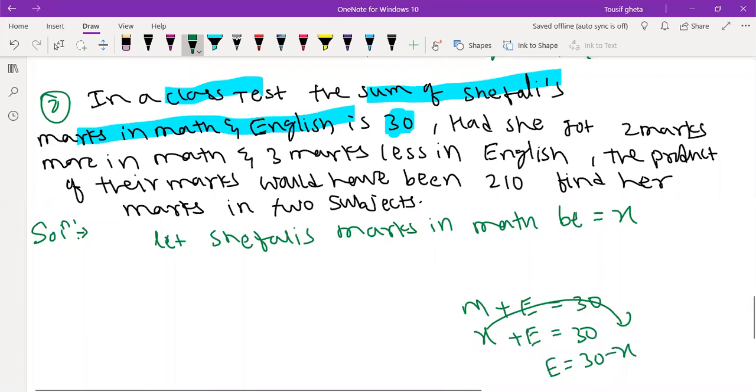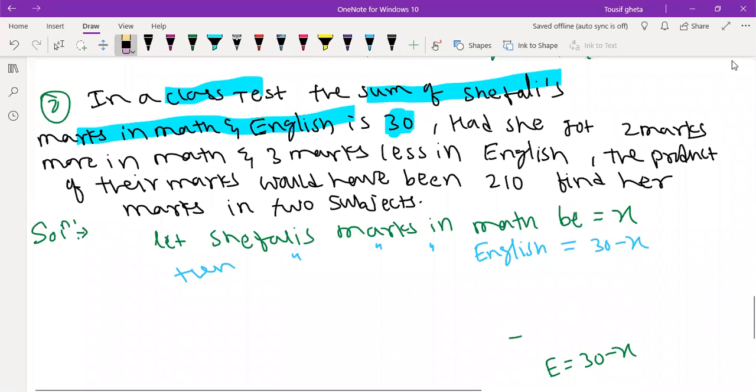Correct or no? This I should not say every time. You should know this. So then Shefali's marks in English is equal to 30 minus x. Right? Understood? This I will erase it.